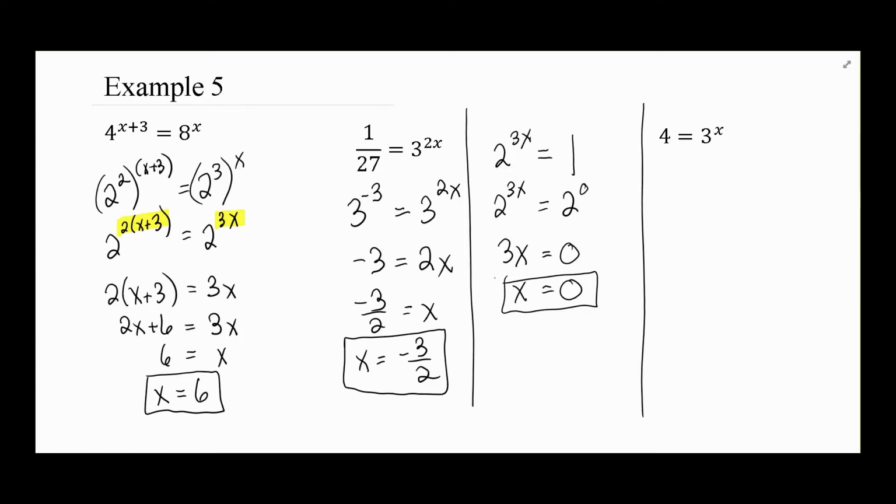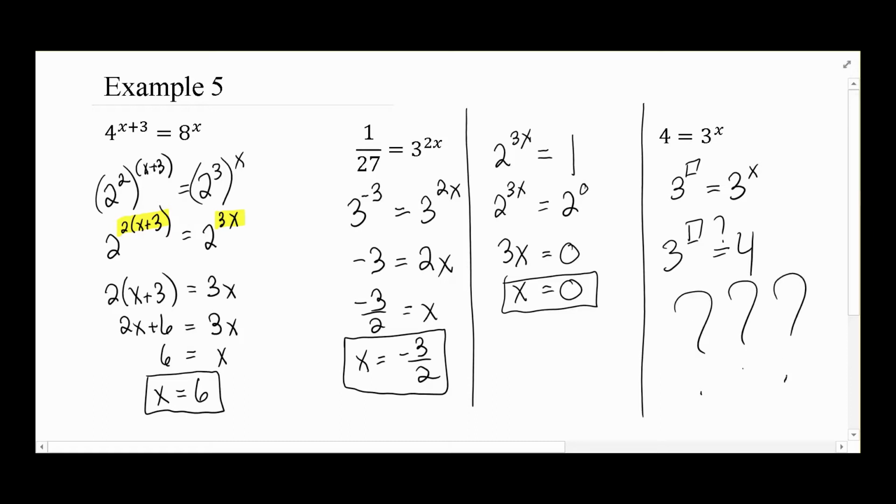All right, last portion of this example. 4 equals 3 to the x. So if we do the same thing of saying 3 to the x is as good as I can get, so I know that I need 3 to some power. 3 to what power gets me 4? How do I do that? I don't know.